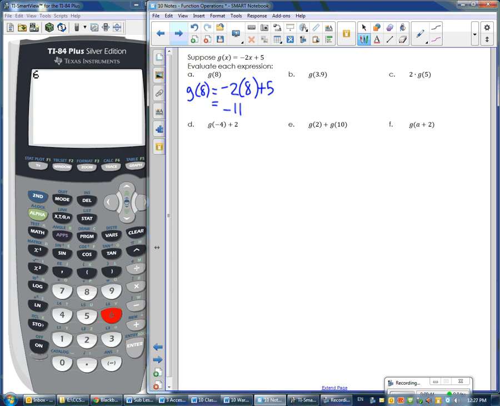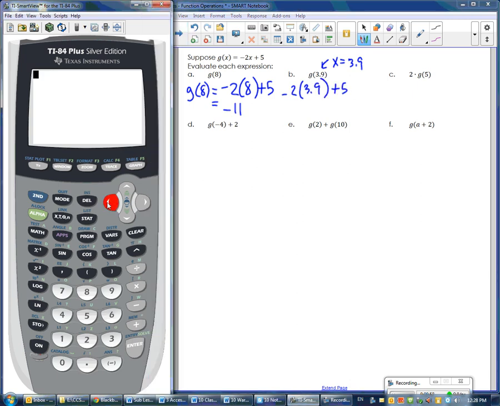You can do this on your calculator as well. 3.9. So if I want to evaluate when x is equal to 3.9, again, I'm just going to do negative 2 times 3.9 plus 5. Let's see if I can get this on my calculator. All right, so we got negative 2. And then in parentheses, I'm going to go ahead and put my 3.9. And then we want to add 5. Okay, and we get negative 2.8.